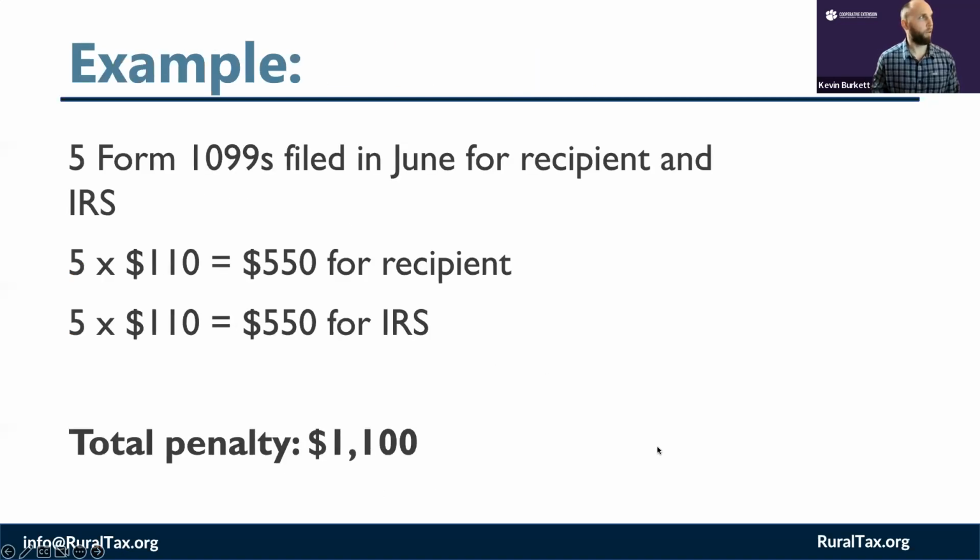But as a quick example, if you had 5 1099s that were filed in June for the recipient and for the IRS, you'd incur that $110 penalty. So you'd have $550 related to the recipient forms and $550 related to the forms going to the IRS. The total penalty would be $1,100, which is not huge, but it's not insignificant either. It depends on the size of the farm and how many forms they have to file. An $1,100 penalty for someone may not be that much, but for another business, it could be pretty significant.